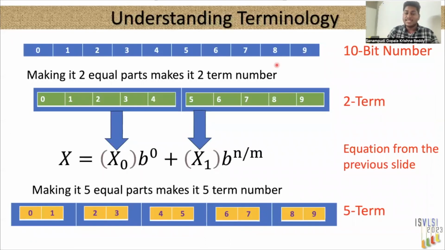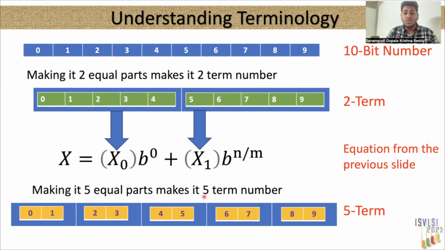Now let's try to understand the terminology. This slide is just to show the difference between the number of bits and the number of terms. When we are trying to multiply two 10-bit numbers with a two-term multiplier, we divide the 10 bits into two equal parts, each of 5 bits. Then we assign these 5 bits to x0 and these 5 bits to x1. Like this, we will continue with the algorithm.